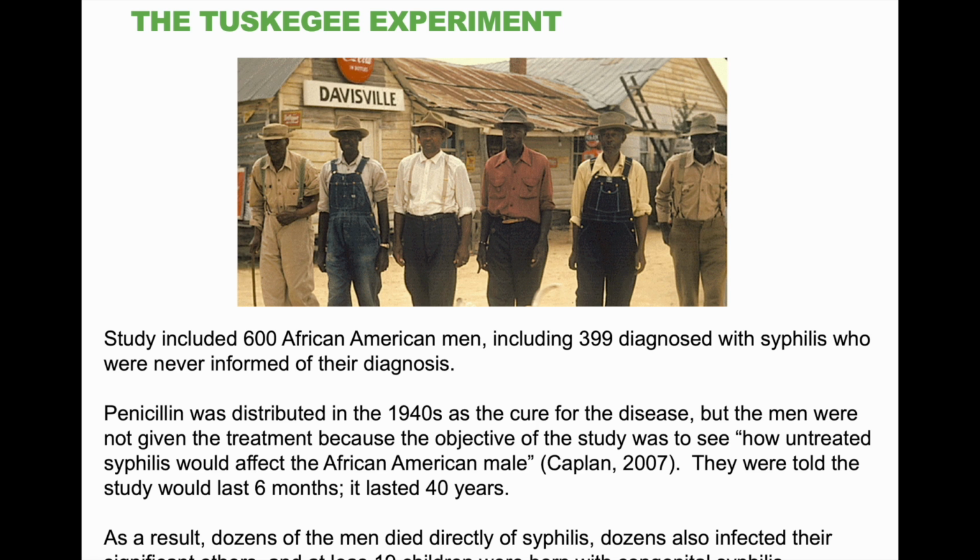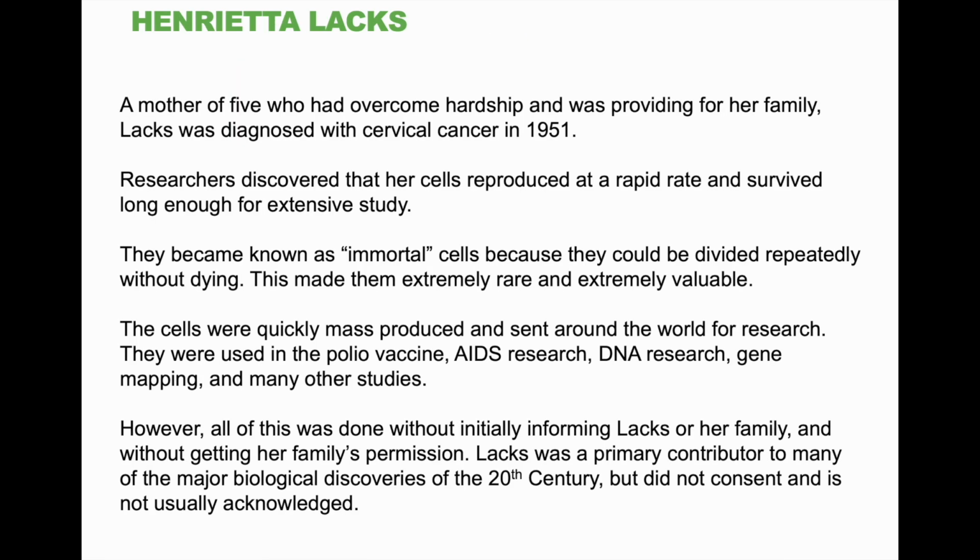Dozens also infected their significant others, and 19 children were born with congenital syphilis. Henrietta Lacks, a mother of 5 who had overcome hardship and was providing for her family, was diagnosed with cervical cancer in 1951. Researchers discovered that her cells reproduced at a rapid rate and survived long enough for extensive study. They became known as immortal cells because they could be divided repeatedly without dying.